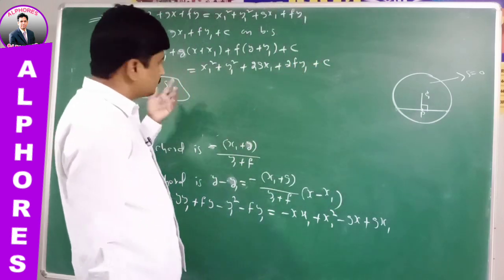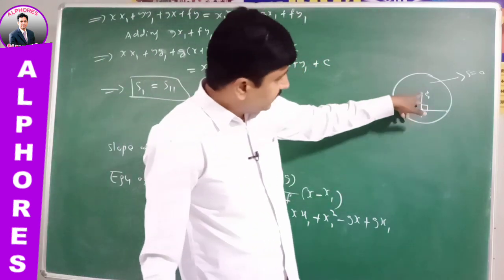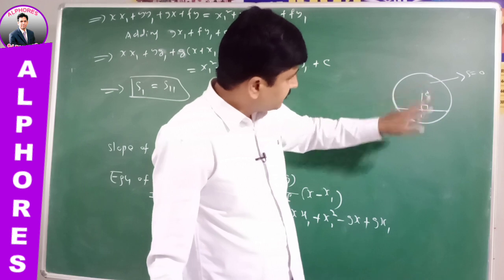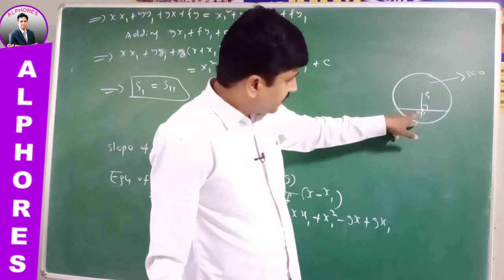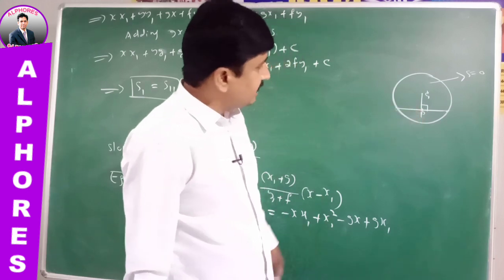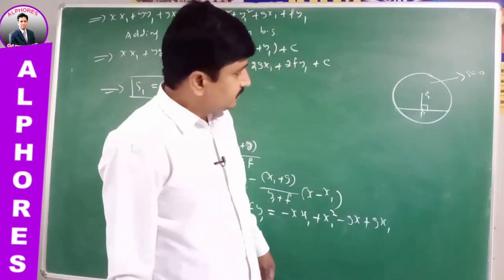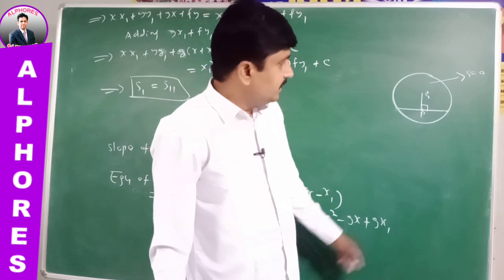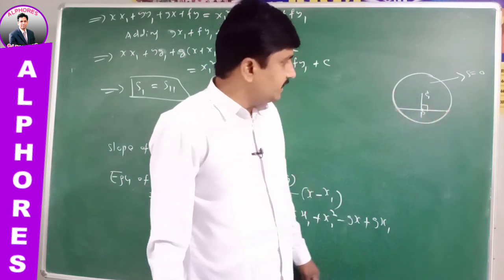s1 equal to s11. First find the center of the circle, minus g comma minus f. The point P is given, x1 comma y1. First find the slope of CP. The slope of CP is (y1 plus f) by (x1 plus g). Next, CP and this chord are perpendicular.